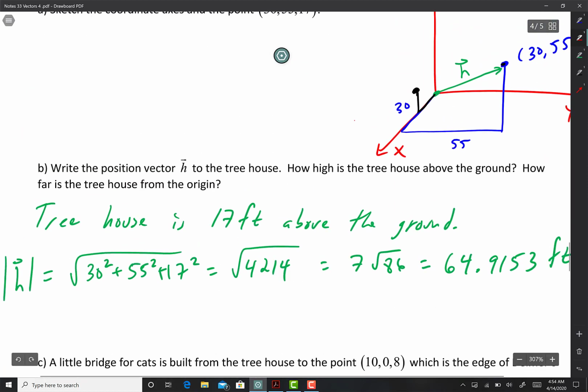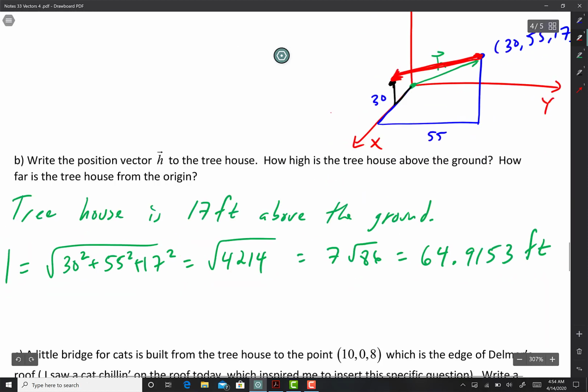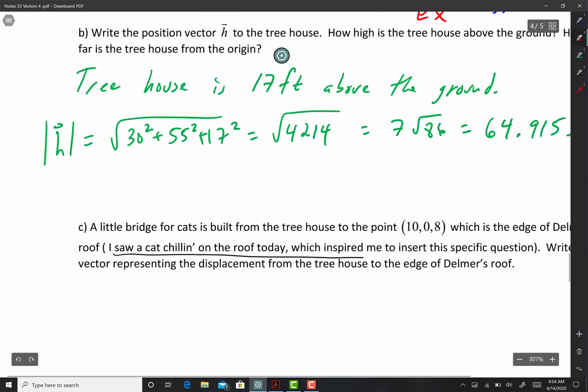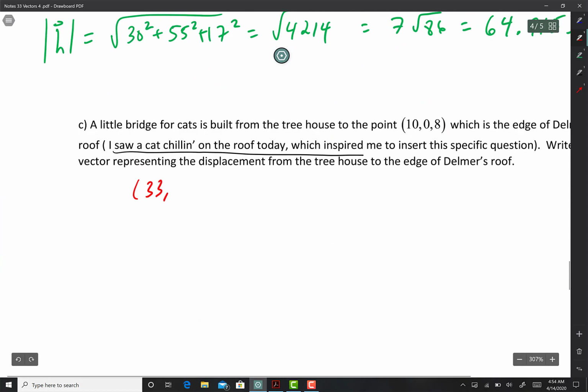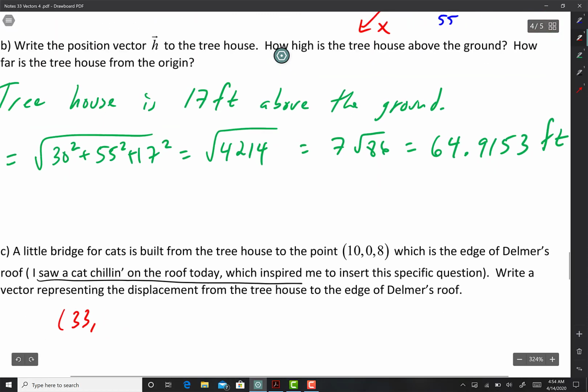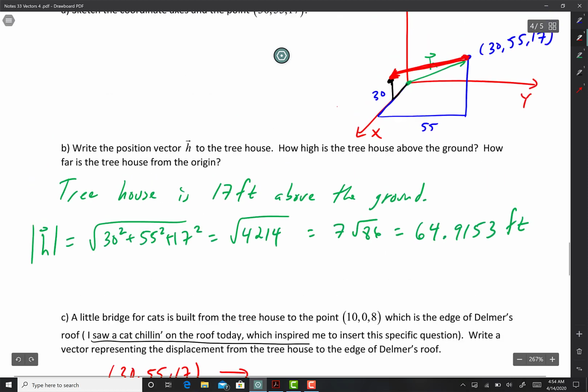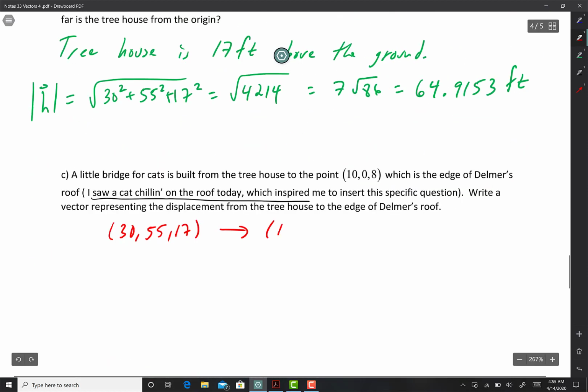Write a vector representing the displacement from the treehouse to the edge of Domer's roof. All right, so they want this. Let me do it in red. They want from here to that point. And my calibration is a little off, guys. It's been off all this week, so my bad. So let's go ahead and go from the treehouse, 30, 55, 17. And I'm going from that to 1008. And I guess we should give this a name.